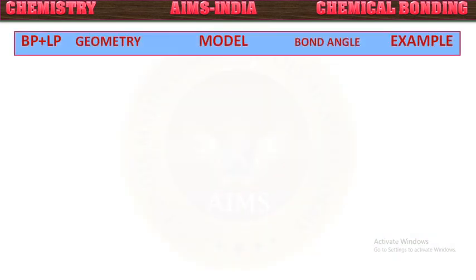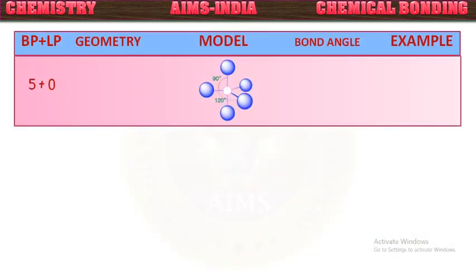Next, let us see one more. The molecule with five bond pairs and no lone pairs. In this kind of molecule, three atoms will be in the same plane along with the central atom. One will be above the plane and the other one will be below the plane. This kind of geometry is known as trigonal bipyramidal, and the bond angle within the plane will be 120 degrees, and between the plane and the atoms above and below it will be 90 degrees.